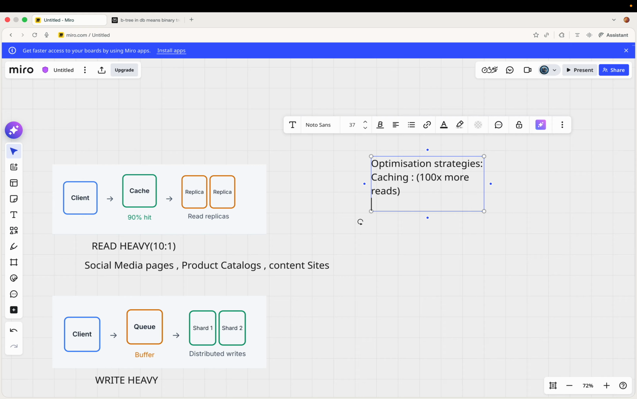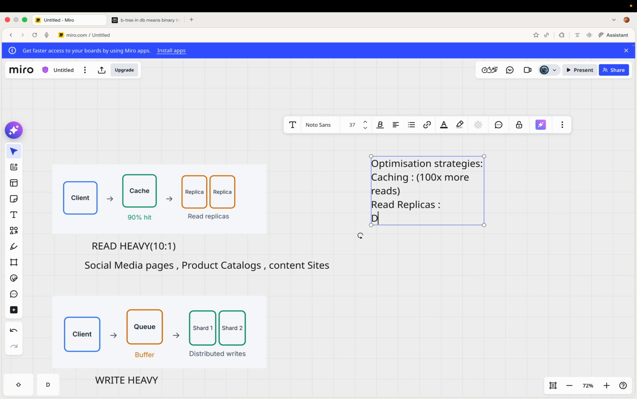Now if we see read replicas, this is also one more thing. It copies data to multiple read-only databases and distributes the read load. Here I am saying not just replica, I am saying read replicas. So we scale reads horizontally by adding replicas.